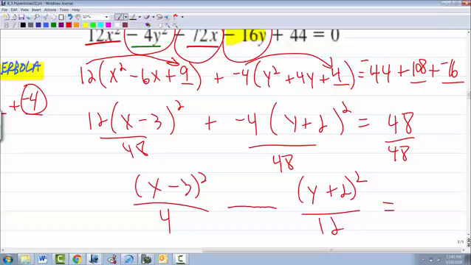The transverse axis is shorter than the conjugate axis, but that doesn't matter in these things. And the center is 3, -2, my bad. And then the vertices are which direction? Right, left, how far do I move? 2. So the vertices are very easy to find without actually graphing.